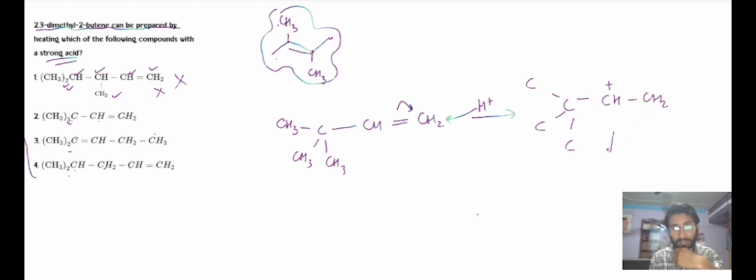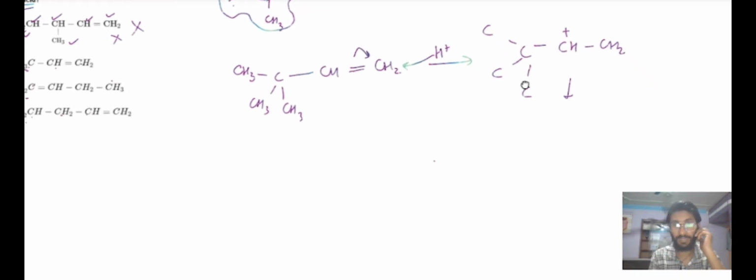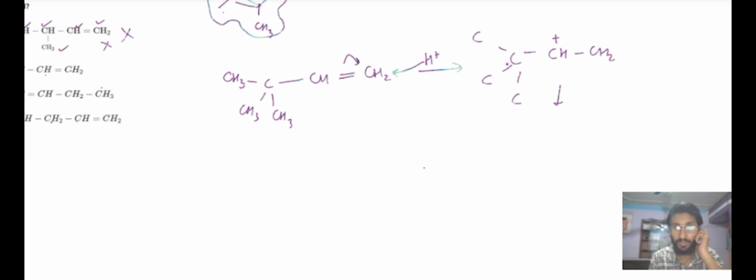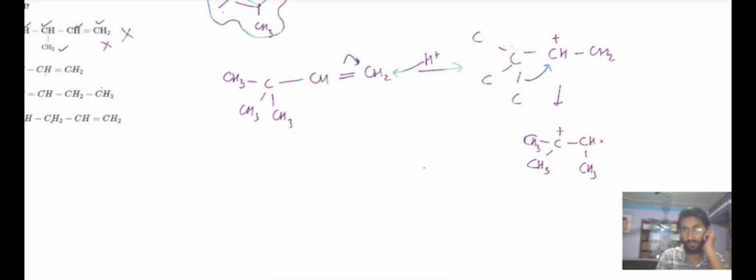And after this, what will happen? It will undergo rearrangement. As you know, carbocations undergo rearrangement. So what will happen? This carbon will get attached to this carbon, and the positive charge will get on this carbon. This would be positive charged, and this would be CH, and this would be CH3, because of the CH3 migration here. They are all CH3s, so the CH3 will migrate. Okay, this would be rearrangement.